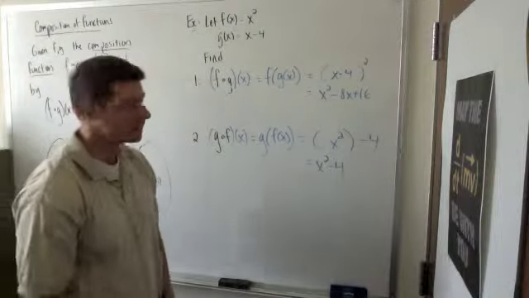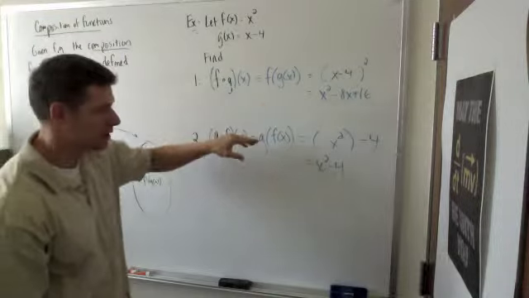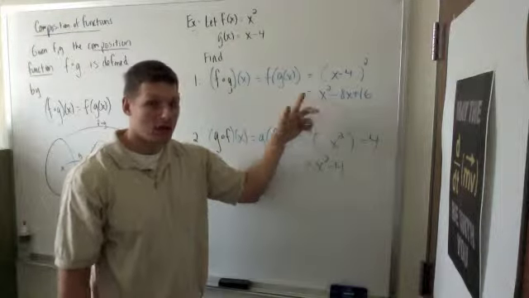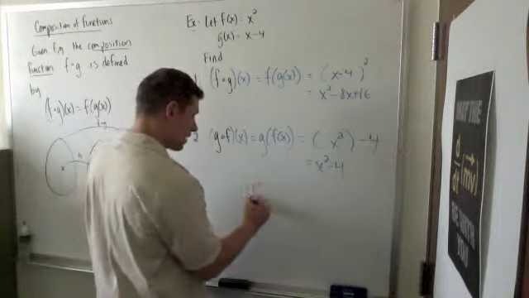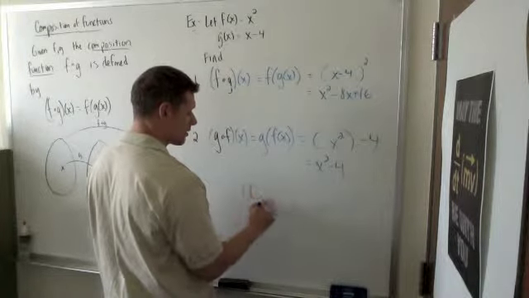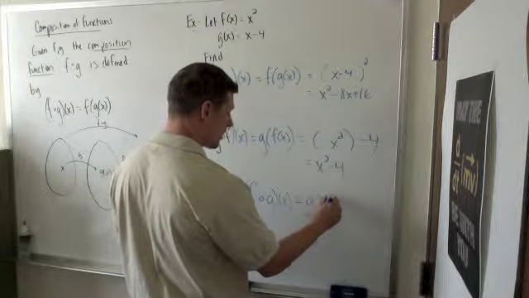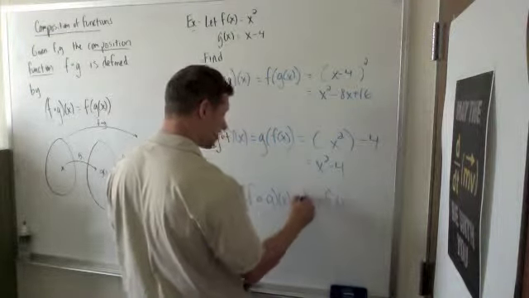Now you'll note something. Is f of g of x equal to g of f of x? In other words, are these two things the same? And the answer is no. So it is not always true that f of g of x equals g of f of x. Okay, so it's not always true.